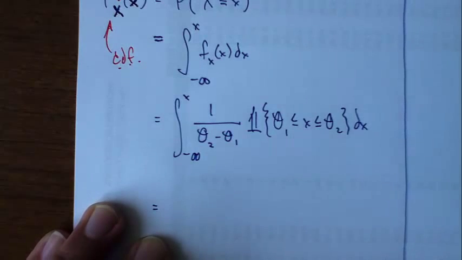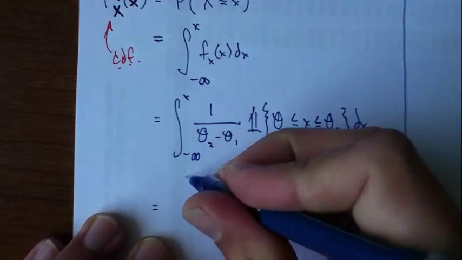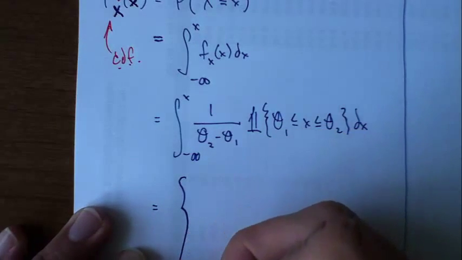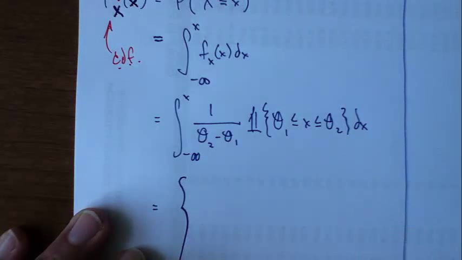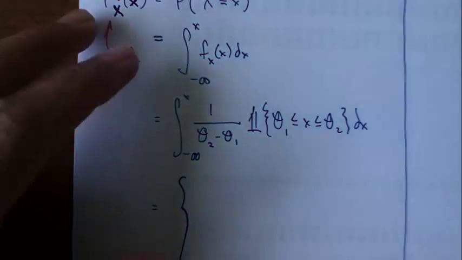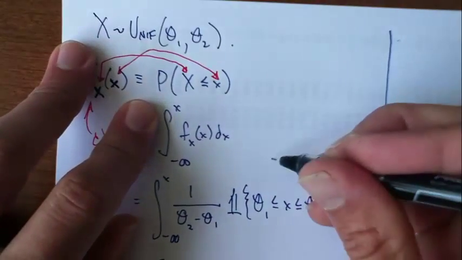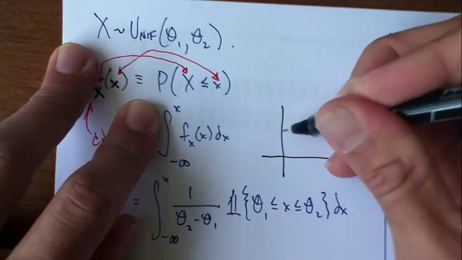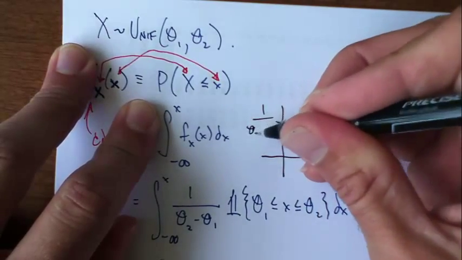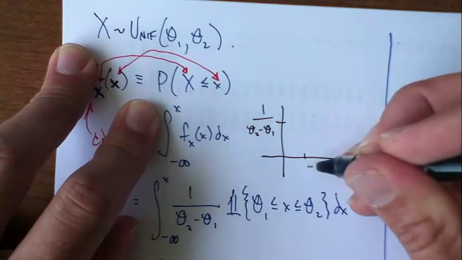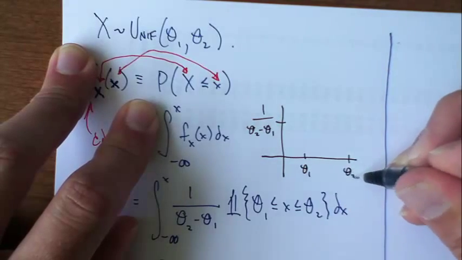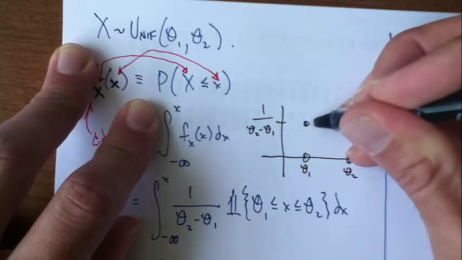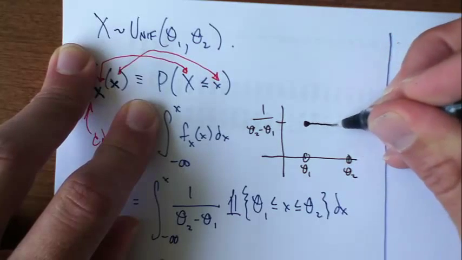Okay. Now I want to think about the fact that there are really three regions here. If x is less than theta 1, of course that integral is going to be 0, right? And if x is between theta 1 and theta 2, then I'll have some other kind of situation. And if x is at least theta 2, then that integral should be 1, right? If I think about that picture, 1 over theta 2 minus theta 1, here is theta 1 and here's theta 2. This is what my density function looks like.